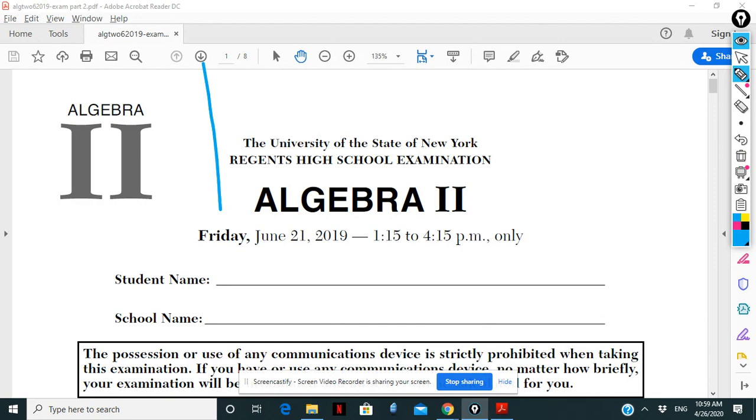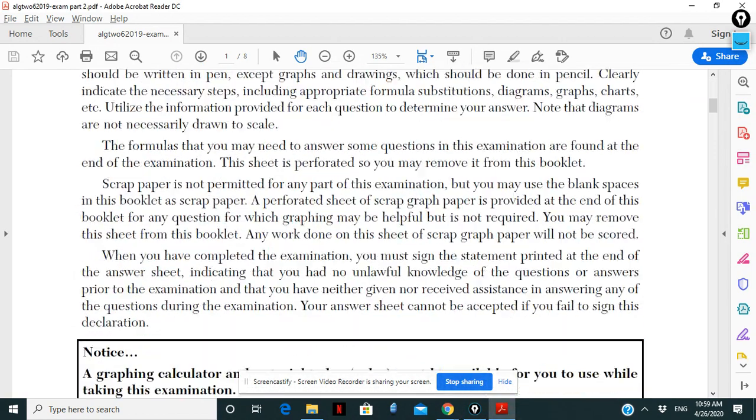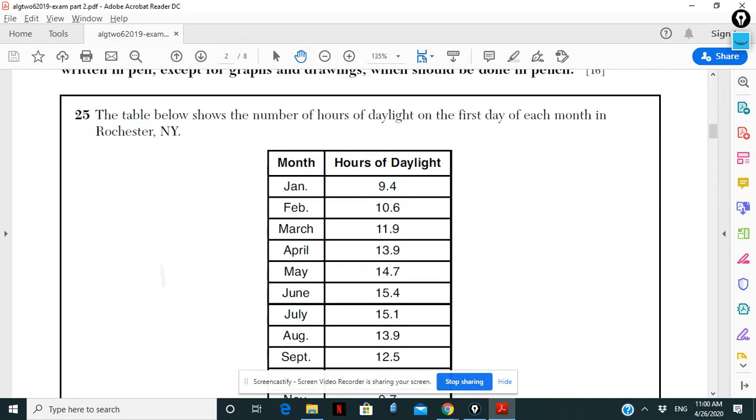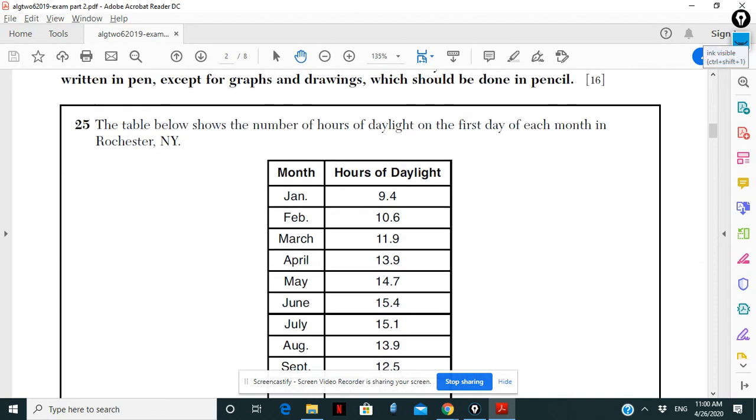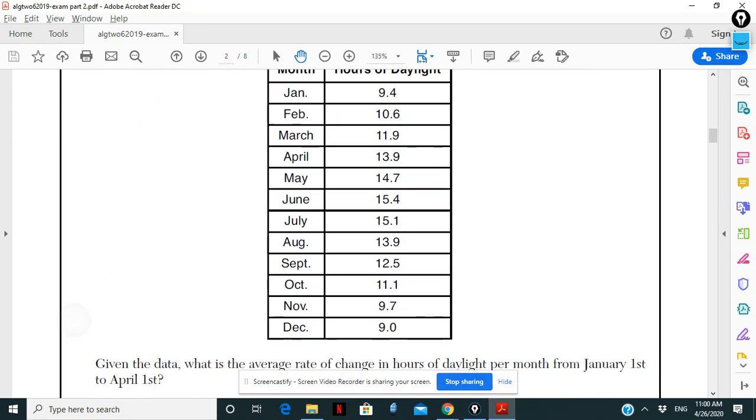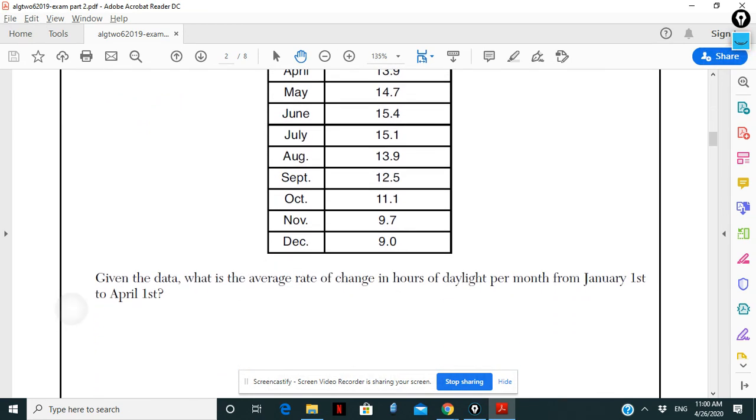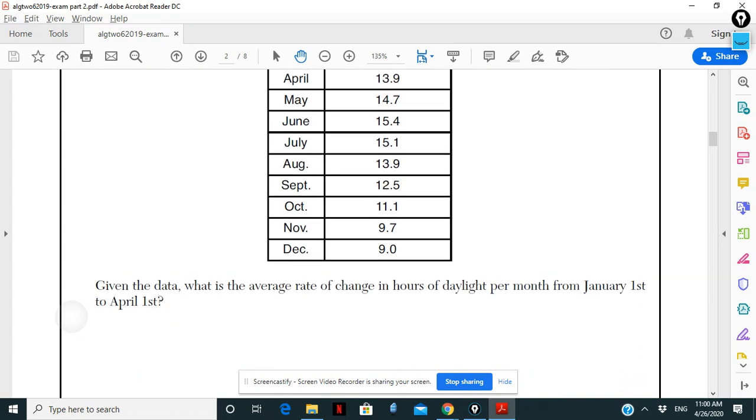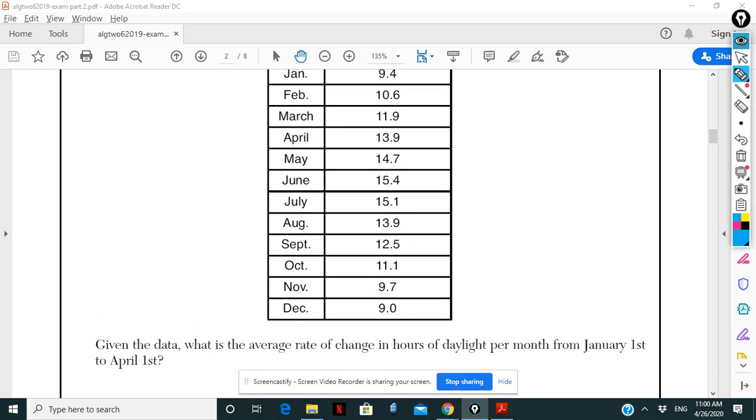We are doing part 2. The table below shows the number of hours of daylight on the first day of each month in Rochester, New York. Here are the months, here are the hours of daylight. Given the data, what is the average rate of change in the hours of daylight per month from January 1st to April 1st? Now he's asking about the rate of change. So I have to find the rate of change.